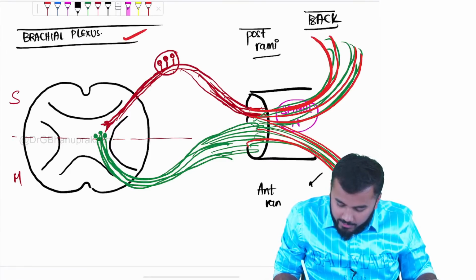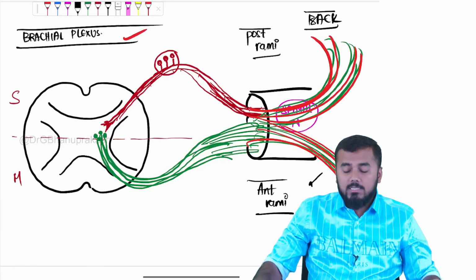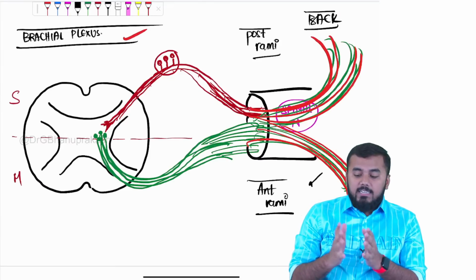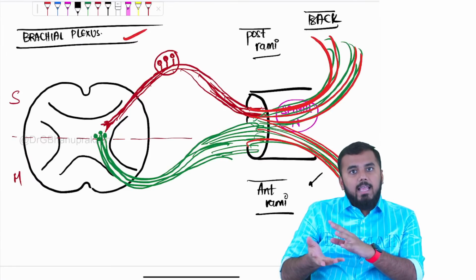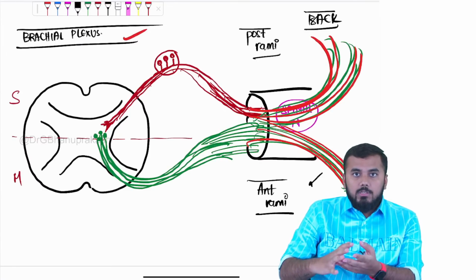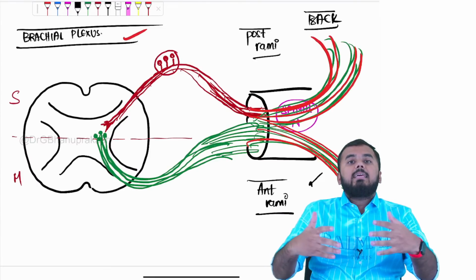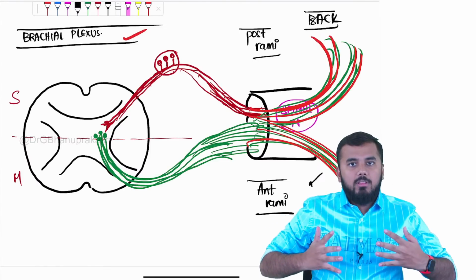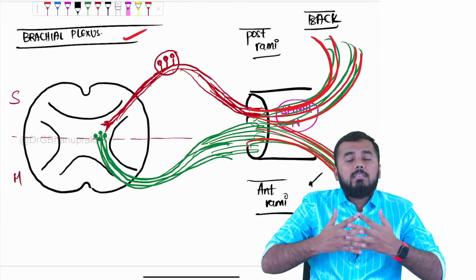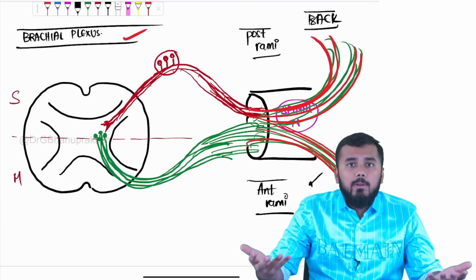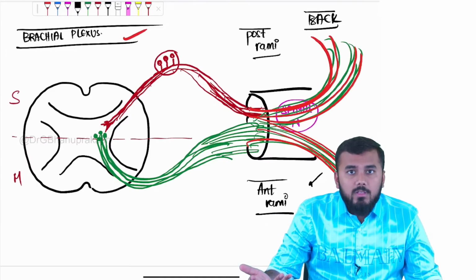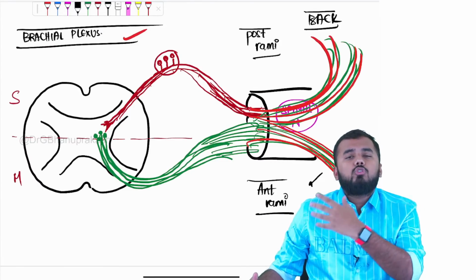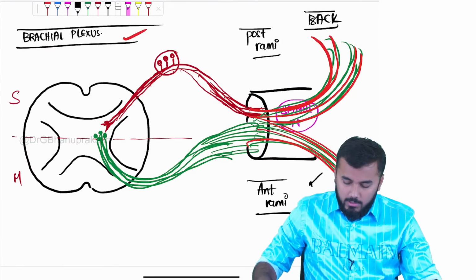So what is the definition of brachial plexus? Brachial plexus is a tuft of both sensory as well as motor nerves which are coming from the anterior rami of the spinal cord. Anterior rami on the right, anterior rami on the left, they join together to form a plexus that is called brachial plexus. And this plexus is formed in the arm region here. So you call it brachial plexus.